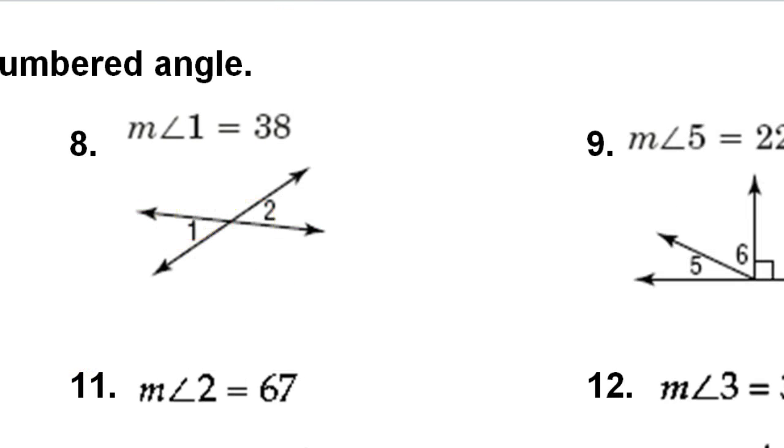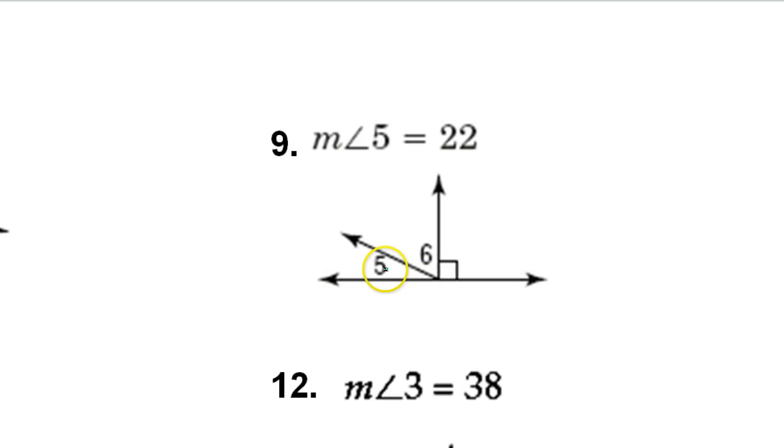Well, these are vertical angles. And vertical angles are equal. So if angle 1 is 38, then that means the measure of angle 2 is also 38. Number 9. Angle 5 and 6 are nestled inside of a 90-degree angle. You can tell because this is 90 degrees over here. So these have to add up to 90 degrees. So all I need to do is 90 minus 22, and that is 68. So that'll be the measure of angle 6.